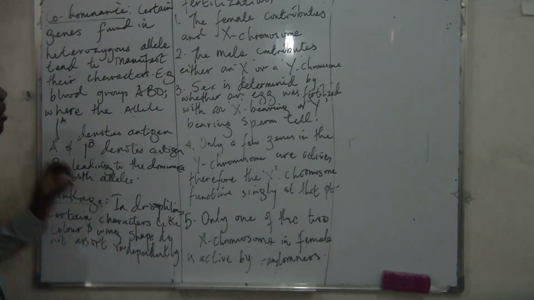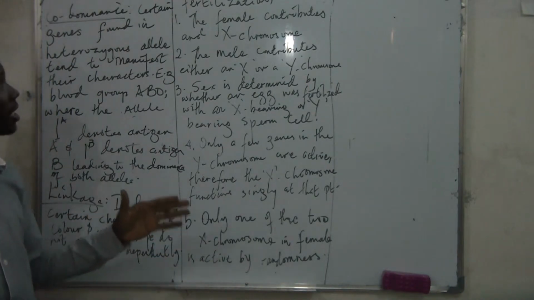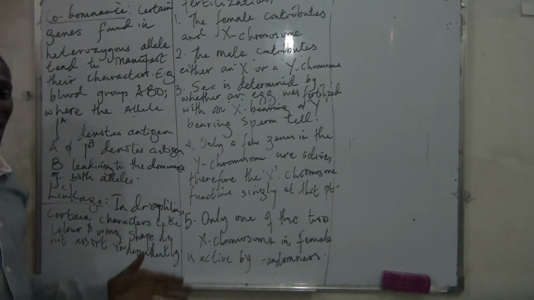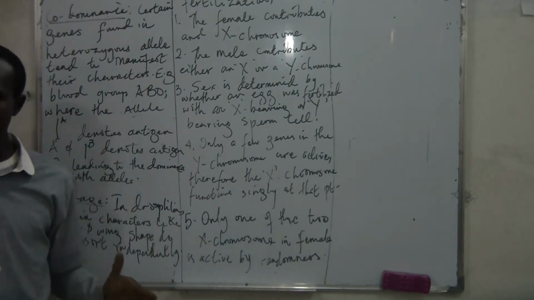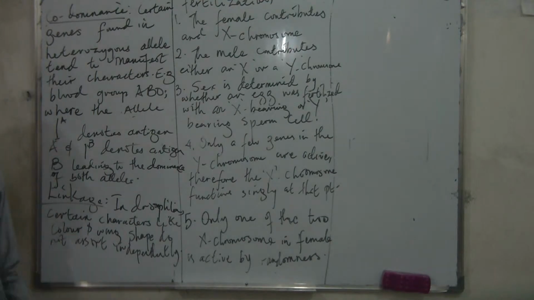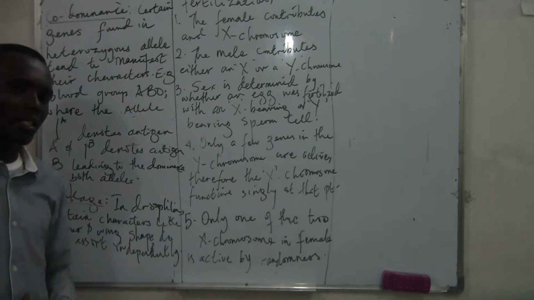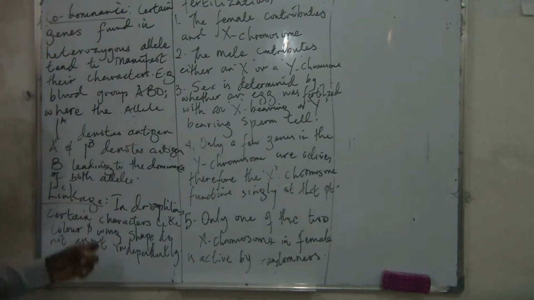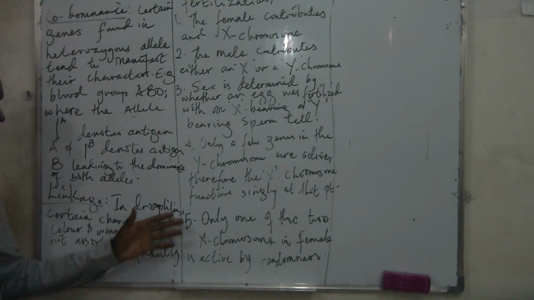This concept, this ideology is what we refer to as codominance. It means both the heterozygous genes in that allele are both active. They are fully active, and those traits are completely manifested. The next thing we look at is the idea of linkage, and we use the case study of Drosophila.